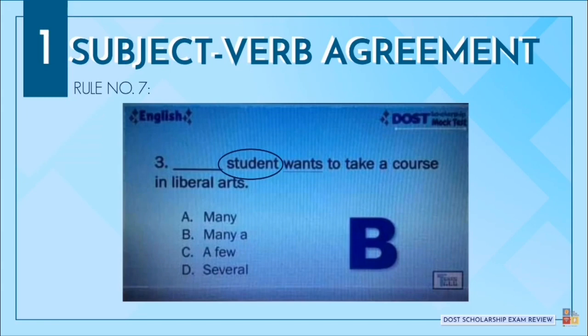All the other terms, many, a few, and several, take plural verbs. Thus, we use many a.